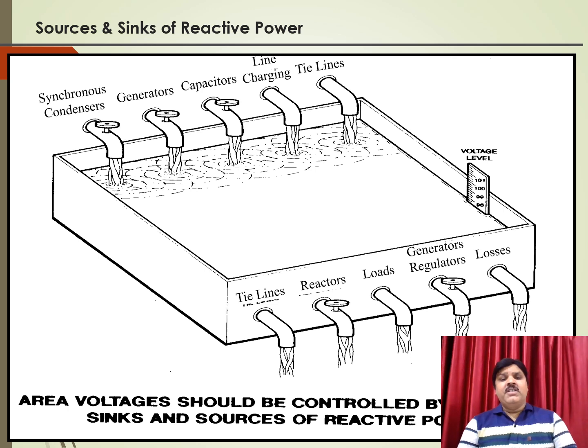Similarly, generators, especially hydro generators, can be used as a sink of reactive power. That is, in the fourth quadrant, the generator can consume reactive power from the system and helps in controlling the voltages of the system.